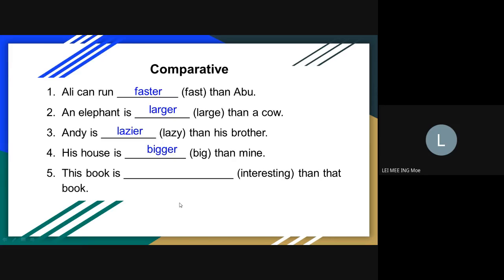All right, the last question. This book is than that book. The given word here is interesting. Can I see your answer, please, for question number 5? More interesting.